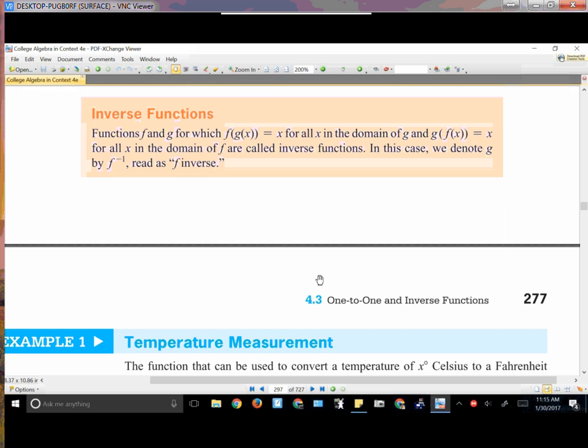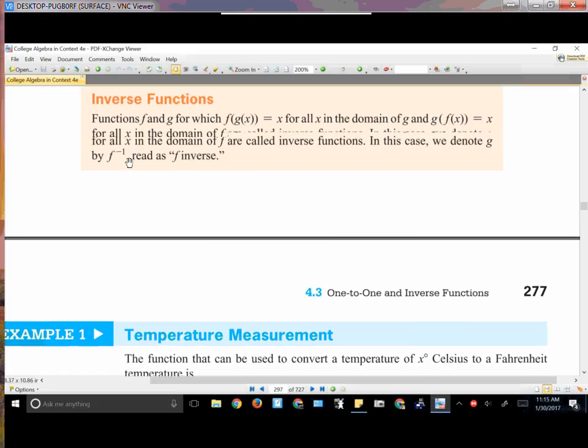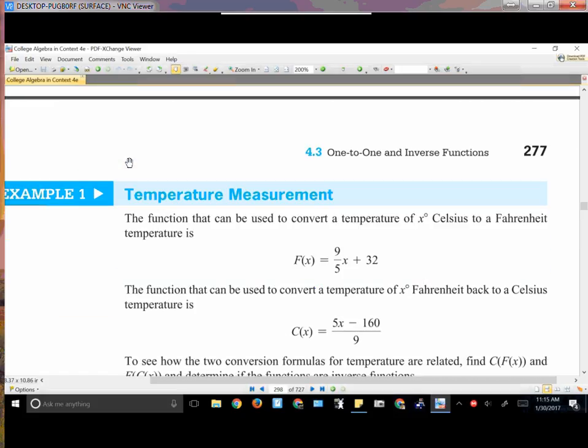Now, when it comes to an inverse function, if I take f of g of x, it's equal to x, and I take g of f of x and it equals x, we call these inverse functions. So we would say that g is going to be f to the negative 1, inverse. You've seen that negative 1 as an exponent used to identify inverses in the past. So, just some notation that you need to keep in mind.